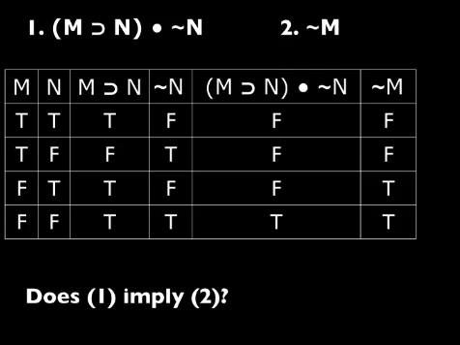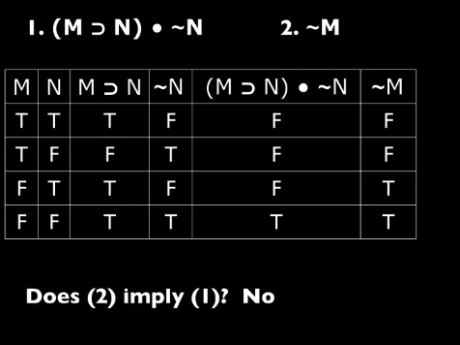Does 1 imply 2? Now we're looking for a counterexample row where 1 is true but 2 is false. So we have a true here and a false there. That'll be our counterexample row. And you can see there's no row like that. There's no counterexample row. So if there's no counterexample row, that implication holds. 1 does imply 2. Now let's ask, does 2 imply 1? Now we're looking for any row where 2 is true, but 1 is false. And sure enough, row 3, 2 is true and 1 is false. So we do have a counterexample row for that. So if there is a counterexample row, the implication does not hold. So 2 does not imply 1.